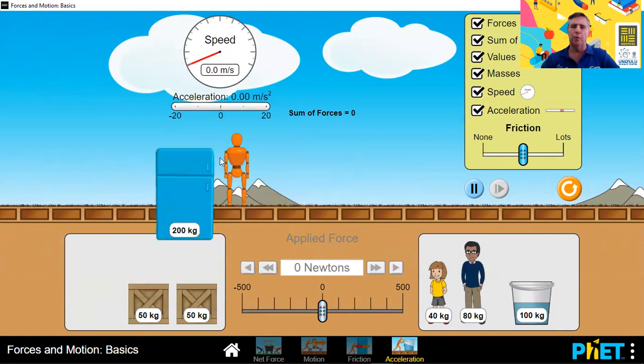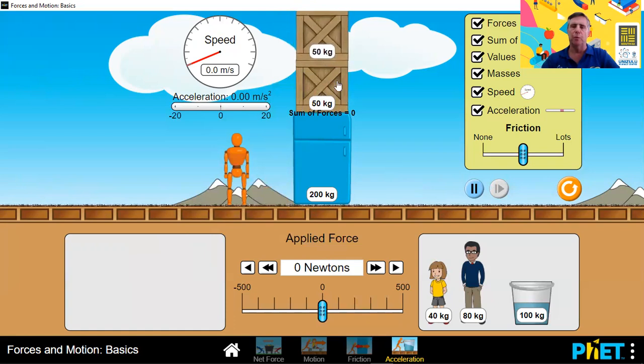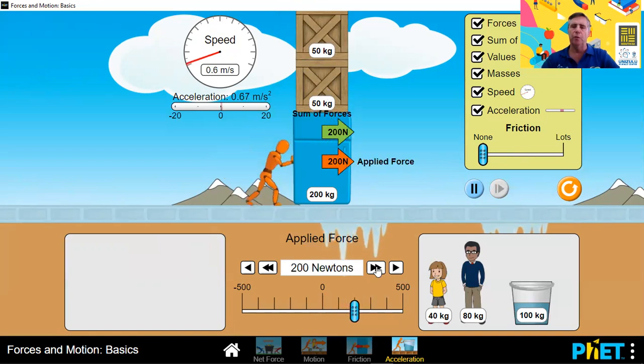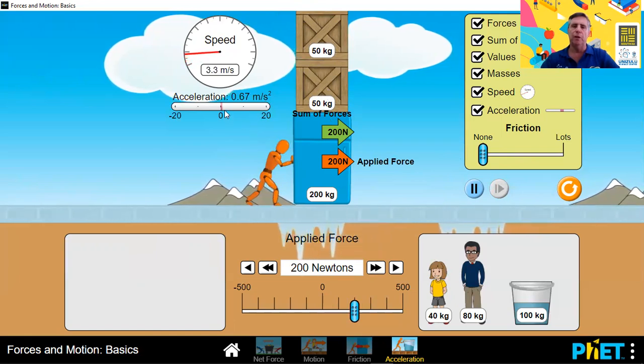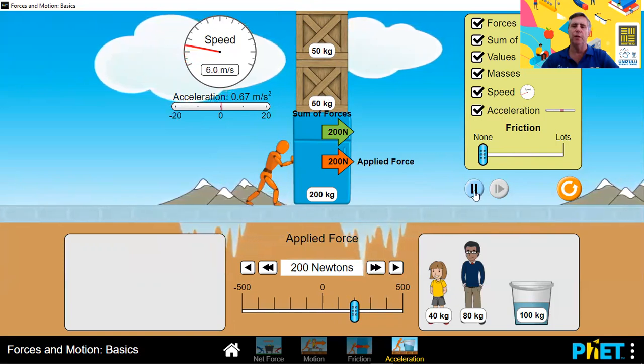Now let's have a look at the effect on acceleration of mass. We'll start off with a very large object, this fridge here, and maybe even with these two boxes on top of it. Again, we'll switch off our friction. So we've got a very heavy object, which is difficult to accelerate. Let's apply quite a large force of 200 newtons. We'll leave that force constant. You can see the acceleration is very small, 0.67 meters per second squared.